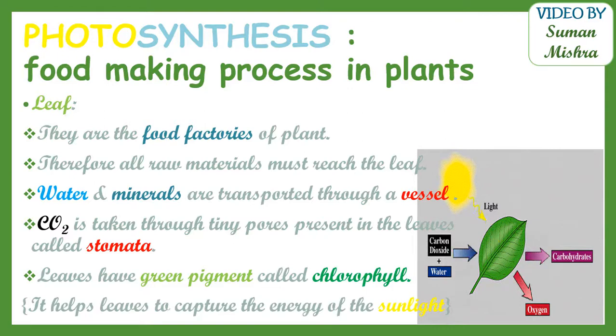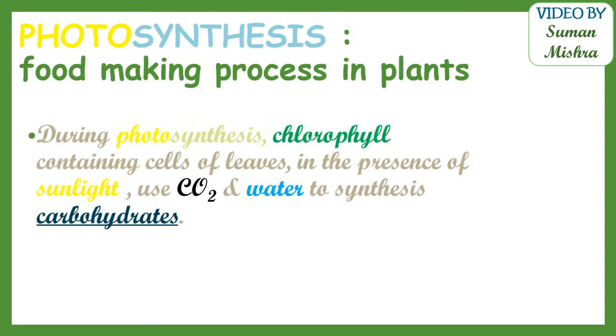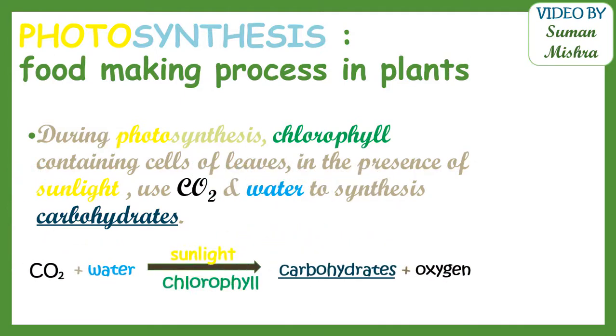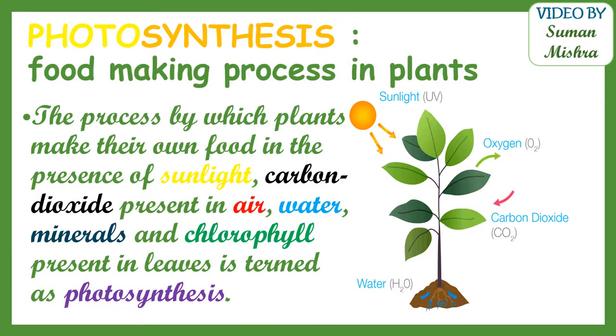So what is the most important part of the leaf? It is the chlorophyll, because it captures the light of the sun. During photosynthesis, the chlorophyll containing cells of the leaf, in the presence of sunlight, use CO2 and water to synthesize carbohydrates. The reaction is: CO2 reacts with water in the presence of sunlight and chlorophyll. It combines, and finally gives us carbohydrates and also a byproduct, oxygen. Oxygen is released out when the stomata opens and carbon dioxide is taken in. So this is how our carbohydrates are finally produced, and carbohydrates are our food.